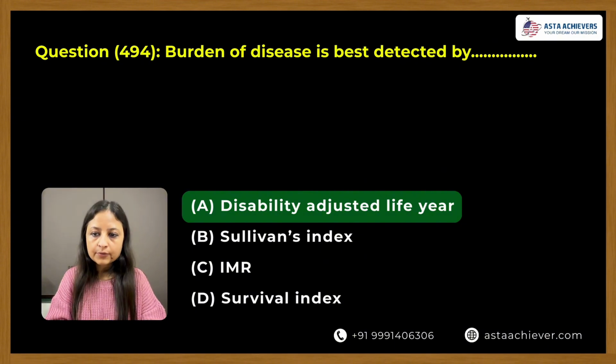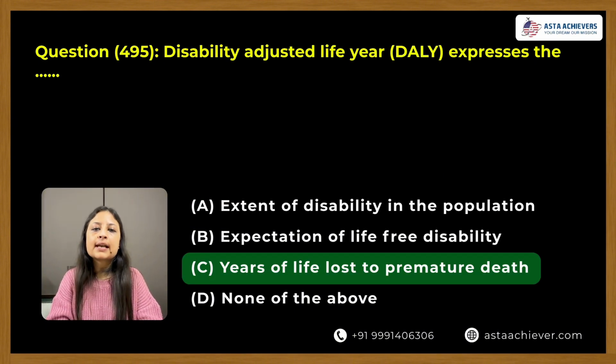Question number 494. Burden of disease is best detected by option A, disability adjusted life year, option B, Sullivan's index, option C, IMR, and option D, survival index. So option A, disability adjusted life year, is the correct answer. Question number 495. Disability adjusted life year expresses option A, extent of disability in the population, option B, expectation of life free of disability, option C, years of life lost to premature death, and option D, none of the above. So option C, years of life lost to premature death, is the correct answer.